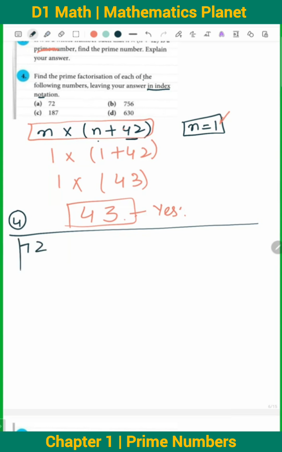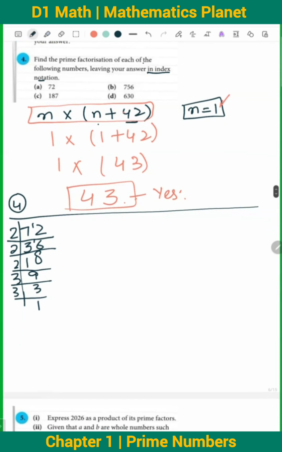72. Starting from the table of 2: 2 times 3 is 6, 2 times 6 is 12, 2 times 1 is 2, 2 times 8 is 16, 2 times 9 is 18. Then 3 times 3 is 9, 3 times 1 is 3.